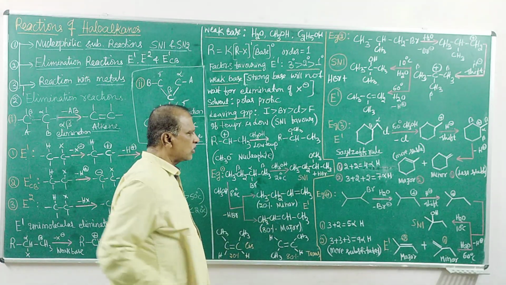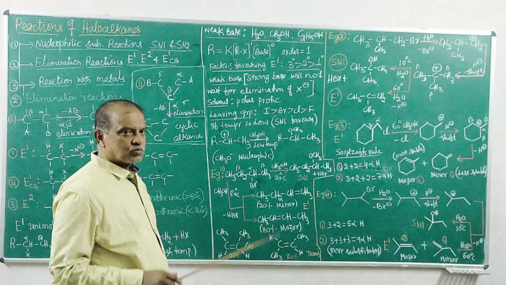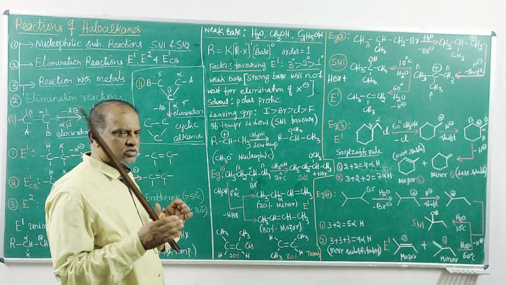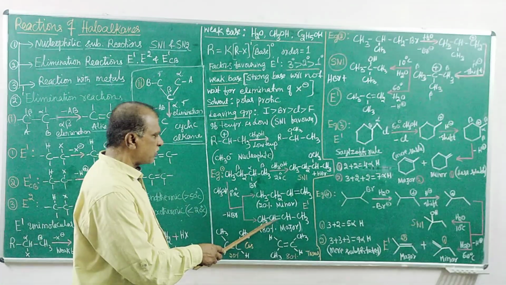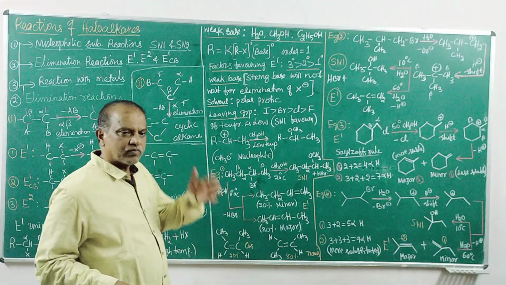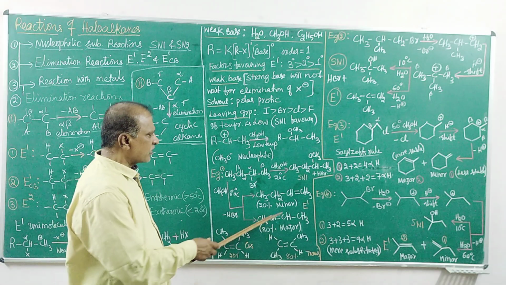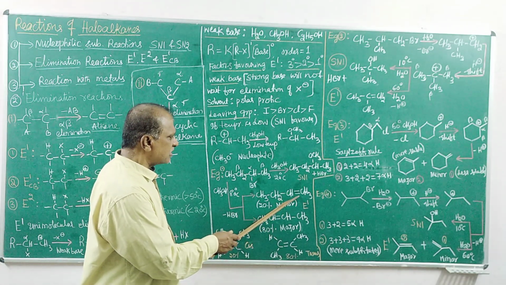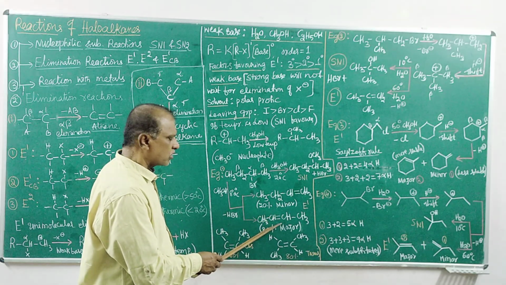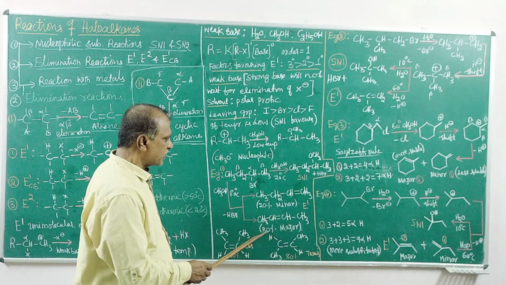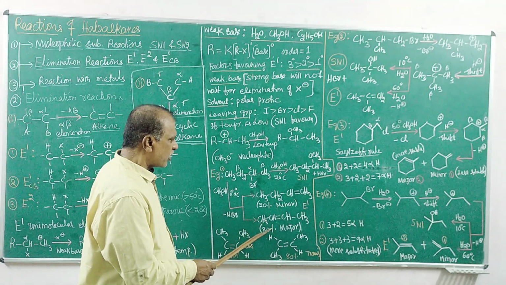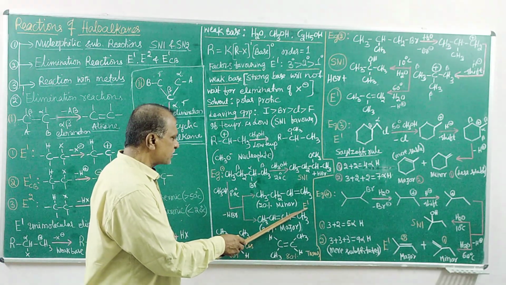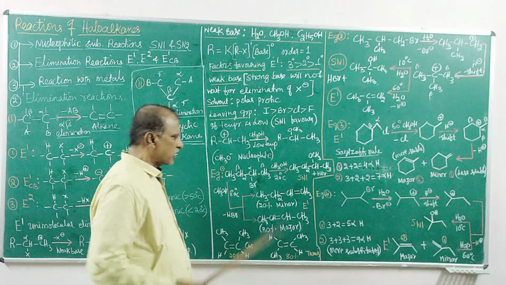According to the Saytzeff rule, the alkene which has more alpha hydrogens, more substituted carbons around the double bond, is the stable alkene. One which has fewer alpha hydrogens is called less stable. That is, this alkene is less stable, this alkene is more stable. That is why we have 80% of this isomer formation and only 20% of this isomer formation. So that is the E1 mechanism.